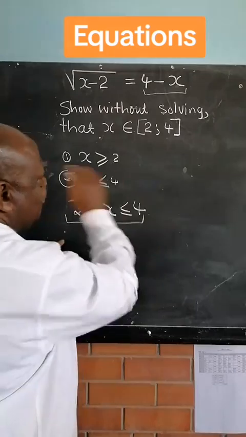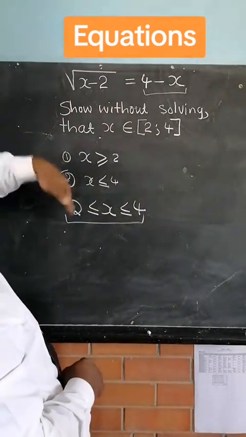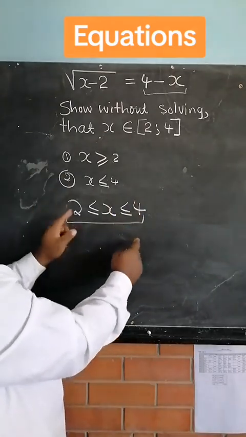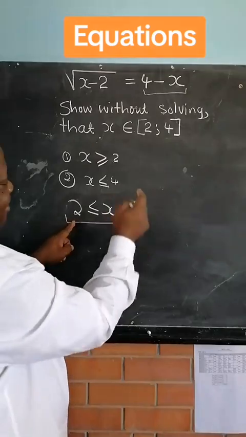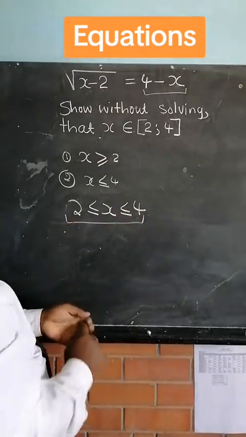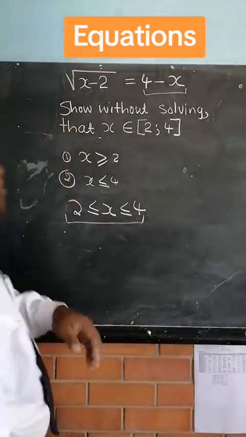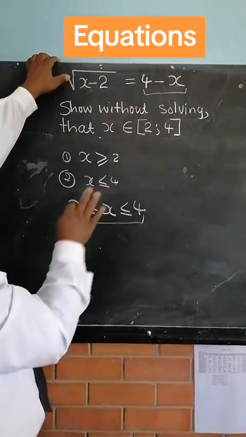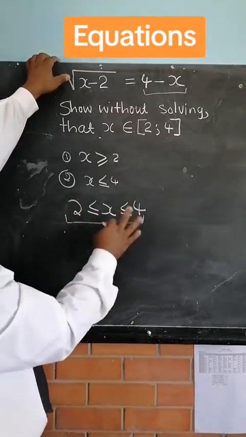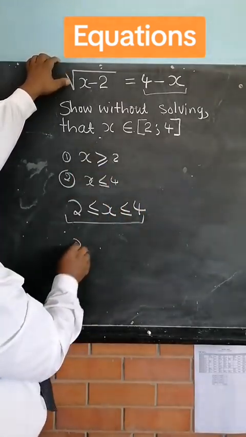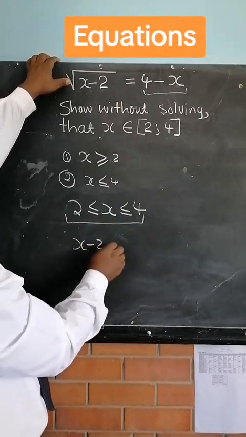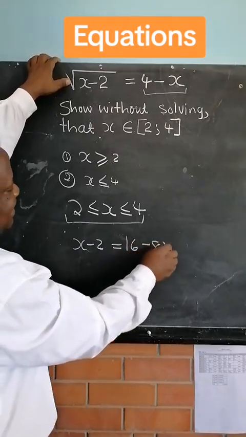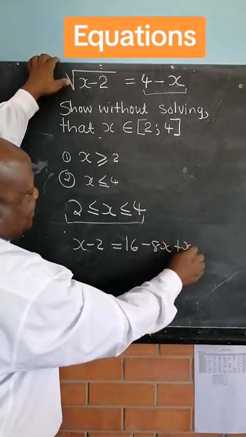Now, if I am going to do the process of solving, I am going to accept only a solution that is between 2 and 4 inclusively. Let us now square both sides to find the actual answer, and then we'll choose the one which will be between that. If I square, I'm going to have x minus 2 on the left. On the right-hand side, I'll get 16 minus 8x plus x squared.